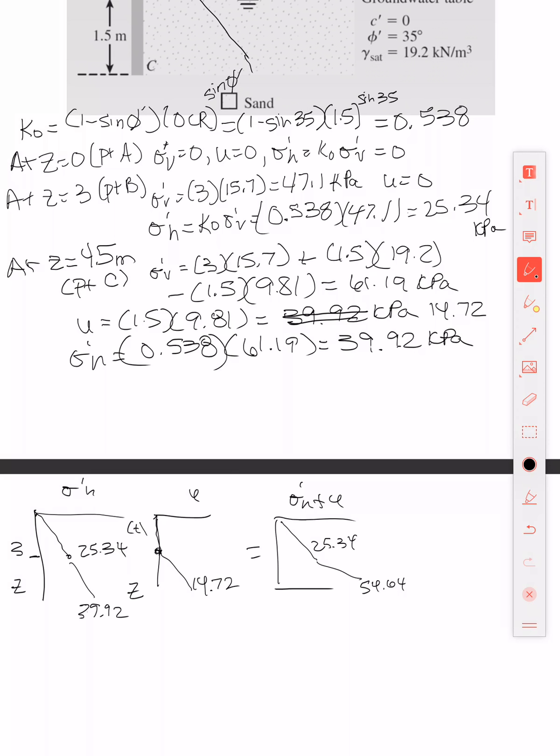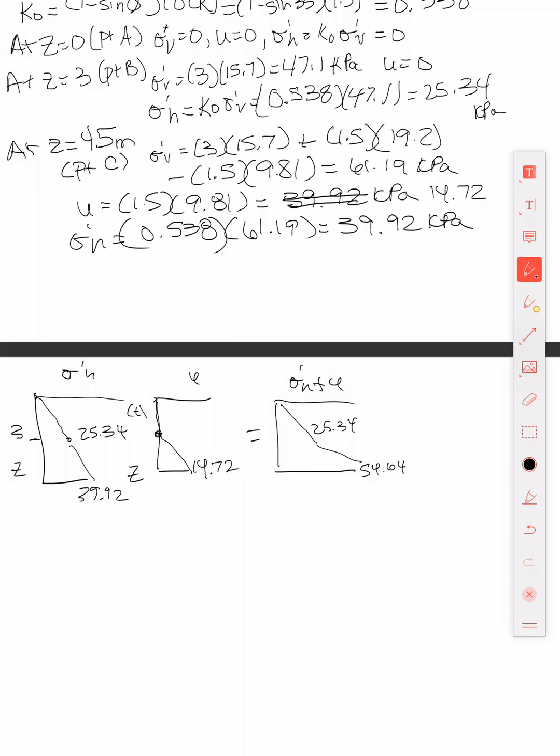So now that we have the distributions behind the wall from the soil and the water, we can find the resultant force by finding the areas. So you see that this can be subdivided into a triangle, a rectangle, another triangle, and this is another triangle. So you can either find these four areas or you could break it up. In this case, I did these four areas.